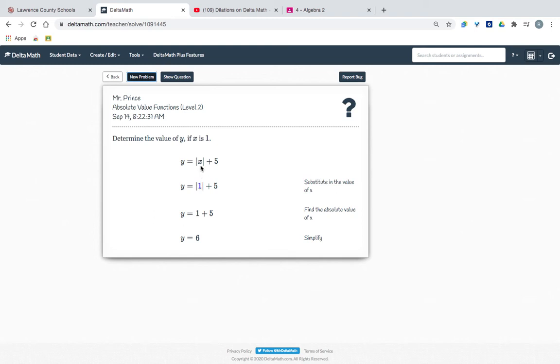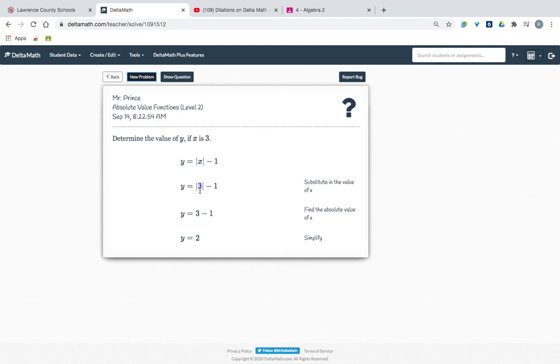X is 1. You plug 1 in for the x. This time the 5's outside of the absolute value, so it's over here by itself. So now we have to take the absolute value first. Absolute value of positive 1 is positive 1, so then it just becomes 1 plus 5, which is 6.